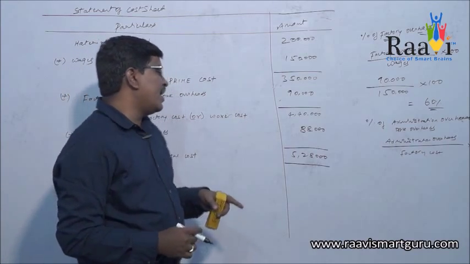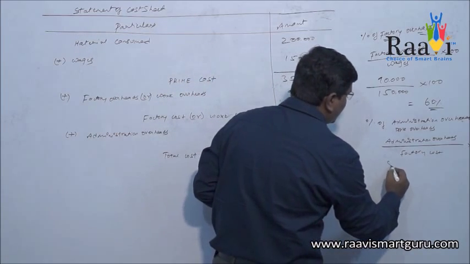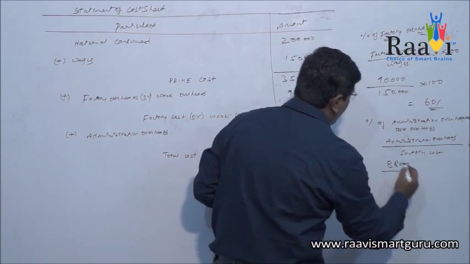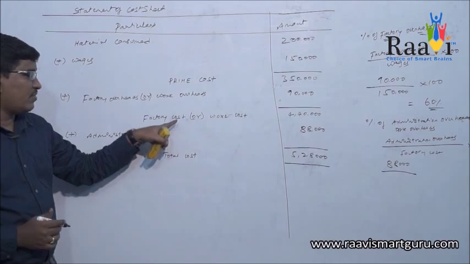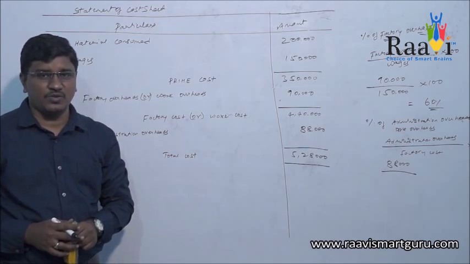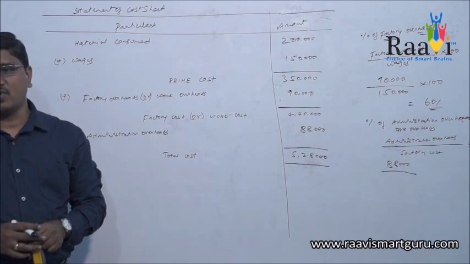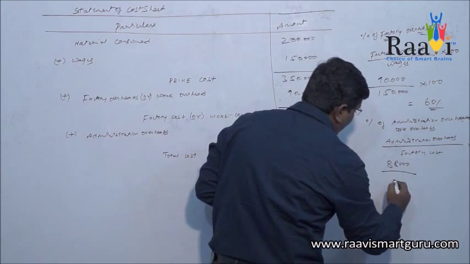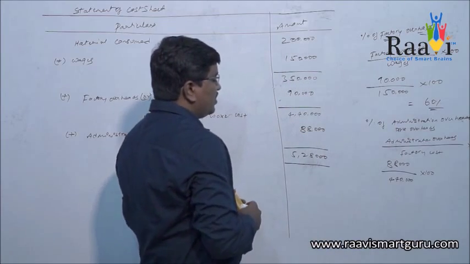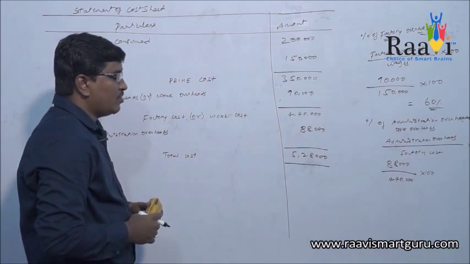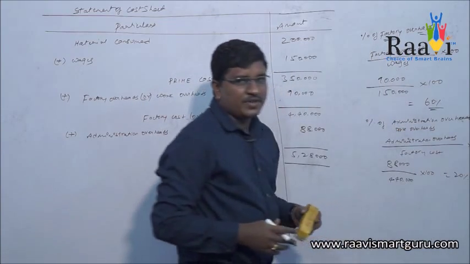Now in the cost sheet, administration overheads is 88,000. So 88,000 divided by your factory cost. Your factory cost is 4,40,000. So 88,000 divided by 4,40,000 into 100, you will be getting a percentage of 20.